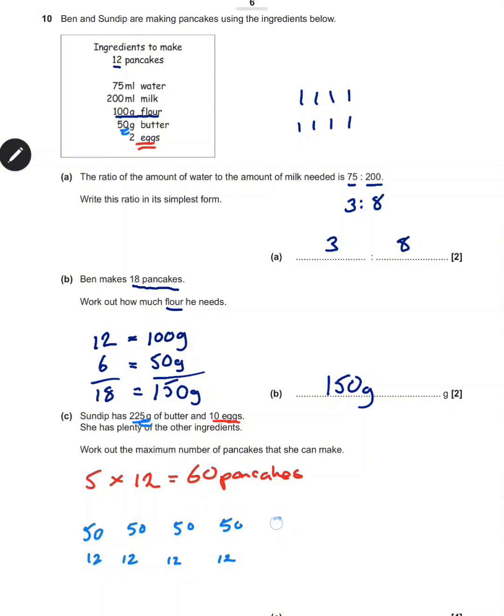Then there's only 25 grams left. So I can only do 6 more pancakes. So let's have a look. I can do 12, 24, 36, 48. 48 add 6. I can only do 54 pancakes with the butter I've got. So that there is my limit. Okay, 54 is your maximum because you run out of butter at that point, even though you've got enough eggs.